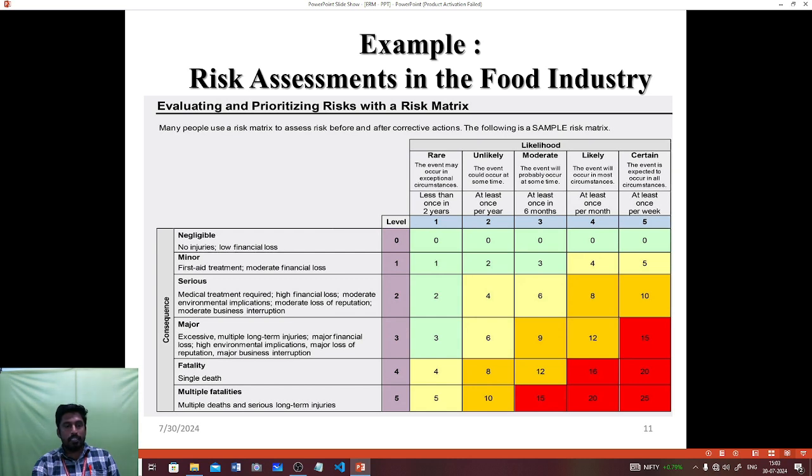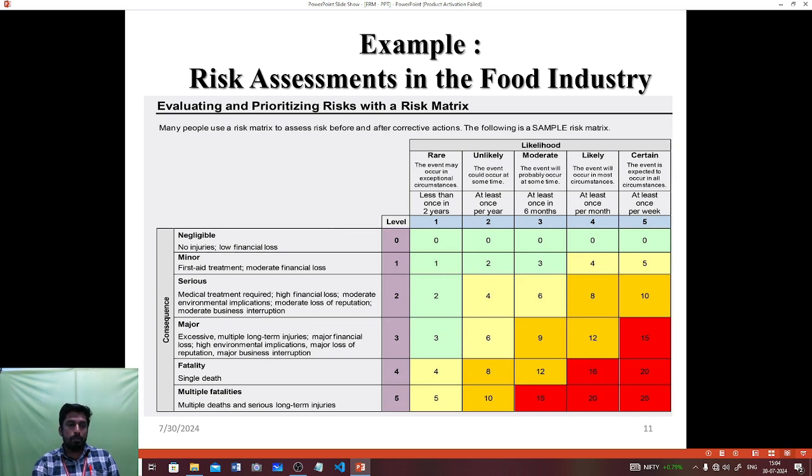On the left side is consequence: negligible, minor, serious, major, and fatality or fatalities. The level is denoted by 0, 1, 2, 3, 4, 5, and the x-axis levels are 1, 2, 3, 4, and 5. The first one is rare: the event may occur in less than 2 years, with scale ratio 1. For negligible consequence, there are no injuries or low financial losses, so it is considered negligible or ignorable risk. So we give 0 for rare, unlikely, moderate, likely, and certain. These parameters are given the 0 level category, which means low level risk.